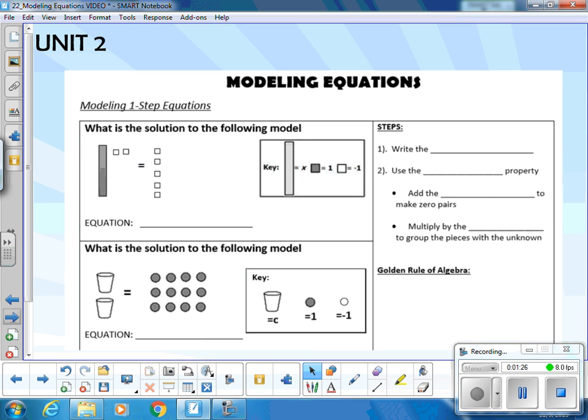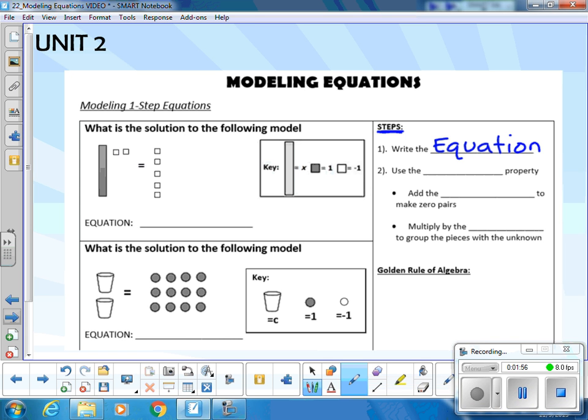So take out your notes. The top says modeling equations, and we're going to quickly jump in and take the notes on the right side, and then I'm going to explain what the notes on the right side mean. When we talk about our steps, our first step whenever we're modeling equations is to identify or write the equation.